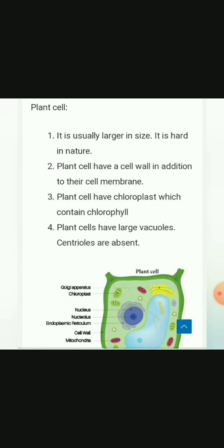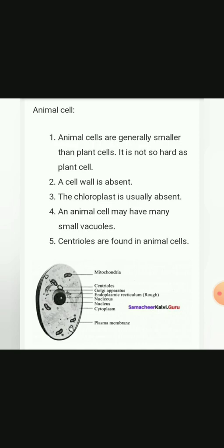Plant cell. It is usually larger in size. It is hard in nature. Plant cell have a cell wall in addition to the cell membrane. Plant cell have chloroplast which contain chlorophyll. Plant cell have large vacuoles. Centrioles are absent. See the diagram children and mark the parts of the plant cell. Golgi apparatus, chloroplast, nucleus, nucleolus, endoplasmic reticulum, etc.